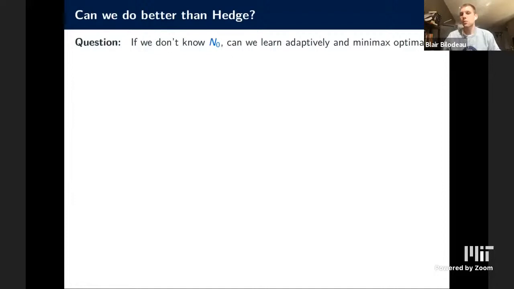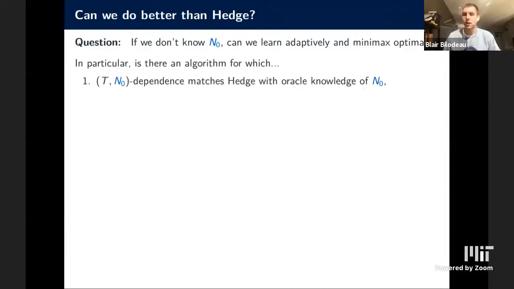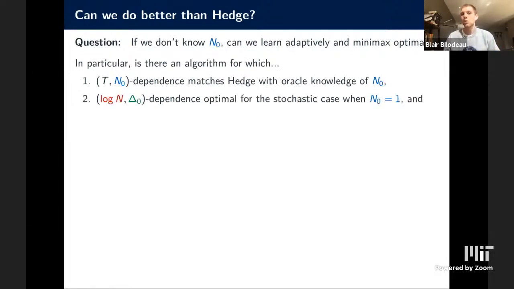So this is the state of the world for Hedge. And now we can ask, can we do better than this? Without knowing n0 in advance, can we match the dependence that Hedge achieves when Hedge is told what n0 is in advance, while also matching the stochastic case dependence on log n and delta 0? And we don't have to know in advance anything about what this constraint set is going to look like. Well, the reason we're giving this talk is because the answer is yes.